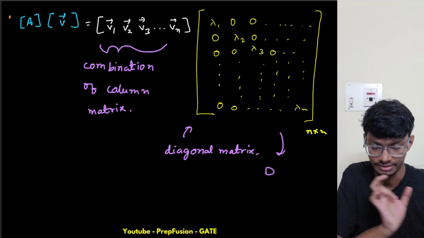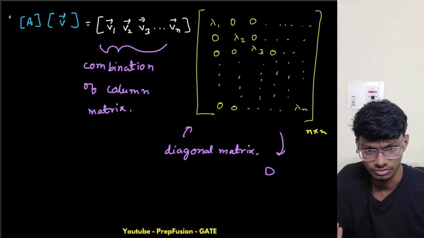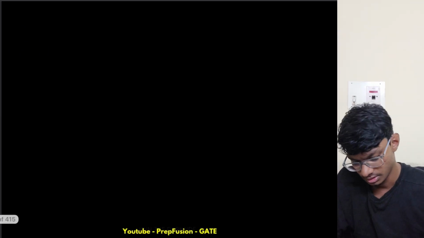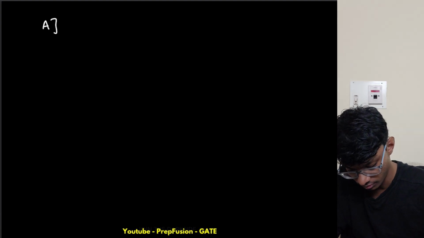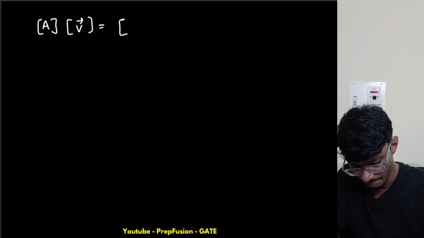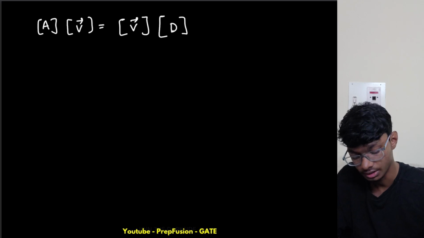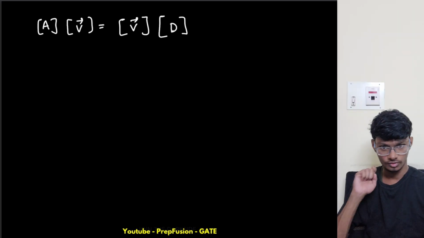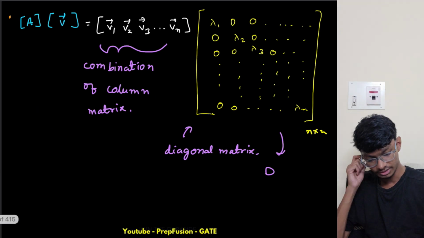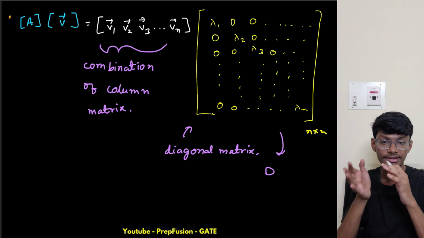I will write this matrix as D matrix, or lambda matrix you can also write, but I will write this as D matrix. Now let me write this in short format to make it easier to write. This is A times V vector basically equals V vector times D matrix, right? This is also an n cross n matrix, and each of the columns are linearly independent.